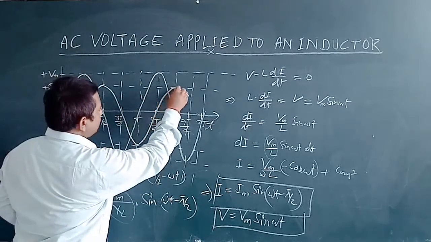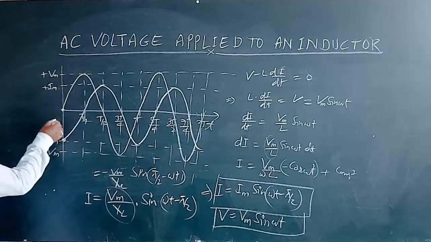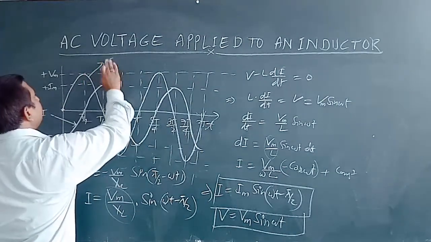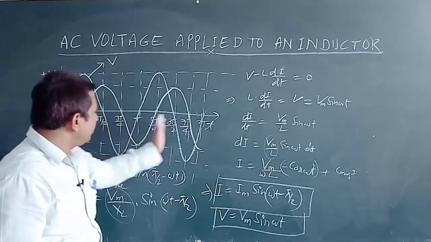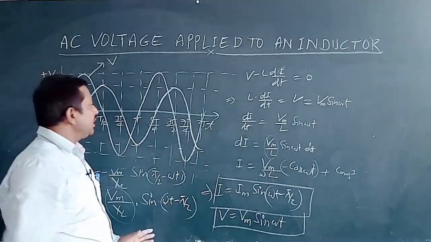Okay, so this is the graph that represents the current flowing through any inductor. This represents current and this represents the voltage. Okay, so this is the representation of the voltage and current on a single time varying graph.